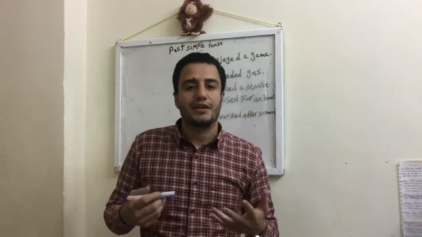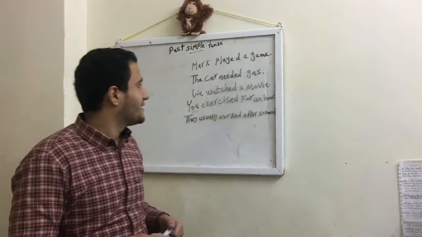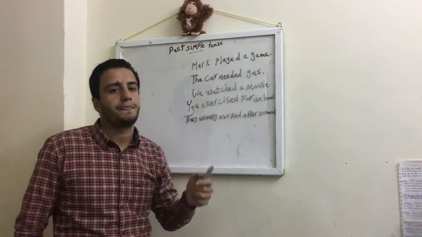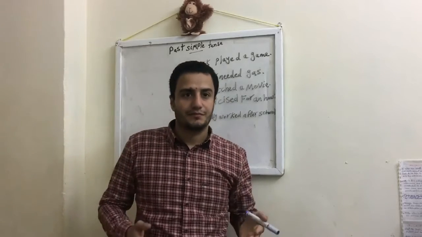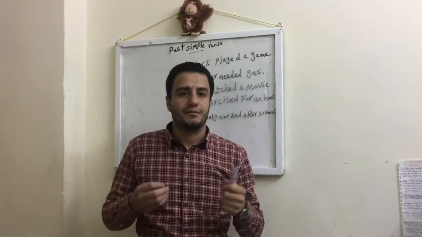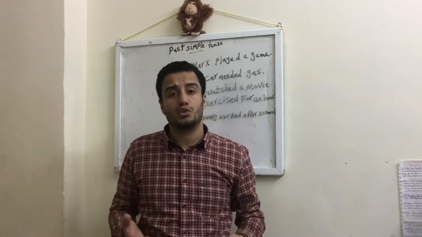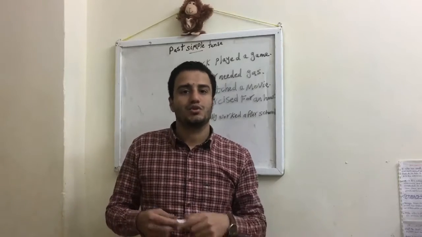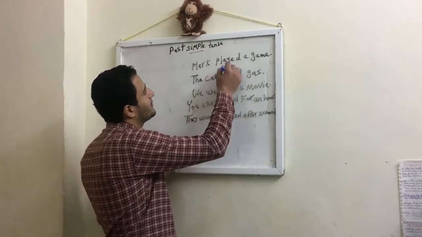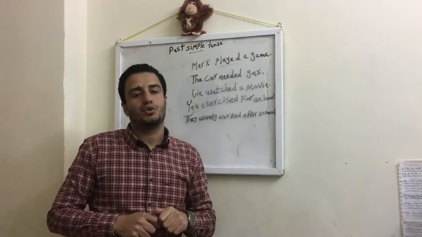So, let's start with the regular verbs. Let's check these examples, okay? The first example here is Mark played a game. Mark is a he, but really it doesn't matter for regular verbs in the past tense, because no matter what the subject is, all we have to do is add d or ed to the end of the verb, okay? So Mark played the game. The verb here is played. We add only ed to make it in the past tense.